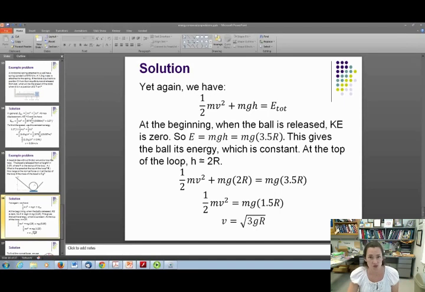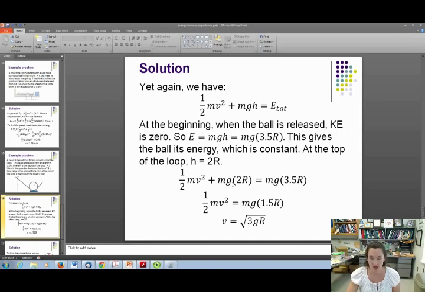Now, what it asks is what the speed is at the top of the loop. That's going to be at some later time, and I'm going to have some kinetic energy at that point because it's moving through the loop. So I've got 1/2 mv squared plus mgh at that point, and h at that point is 2 times the radius of the loop, because it's at the top of the loop. So I have 1/2 mv squared plus mg times 2r is equal to mg times 3.5r. I've set my energy as constant from t equals 0, and when it's at the top of the loop, I set those two things equal for energy conservation.